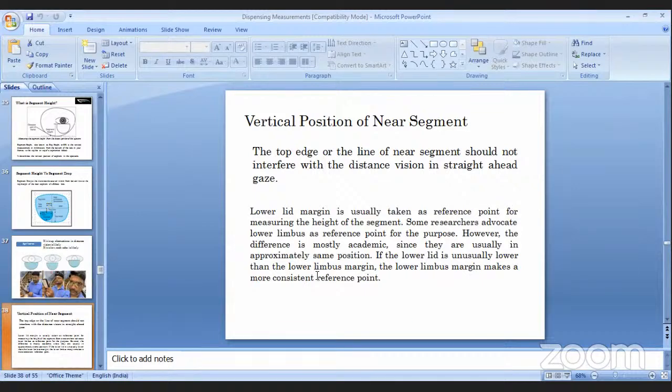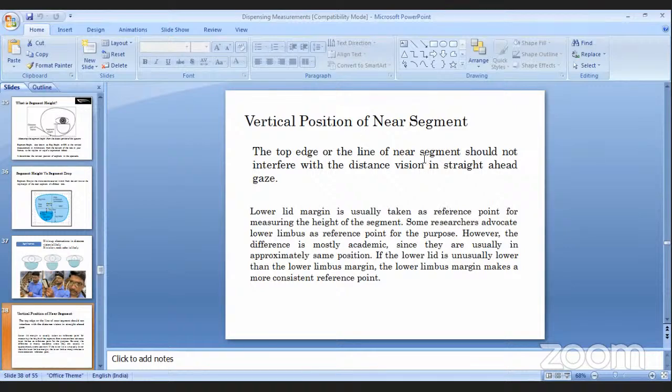Now, while measuring the vertical position of the near segment, you must make sure that the top edge of the segment, or the line of the near segment, should never interfere with the distance vision in straight ahead gaze. When the patient is looking at a far distance, he should not feel the obstruction of the segment top.